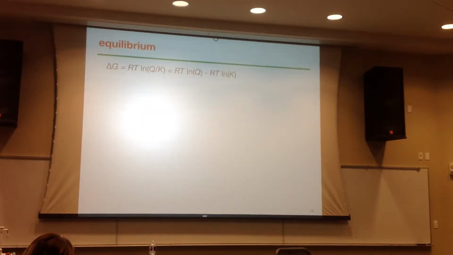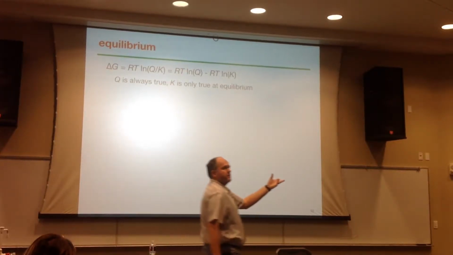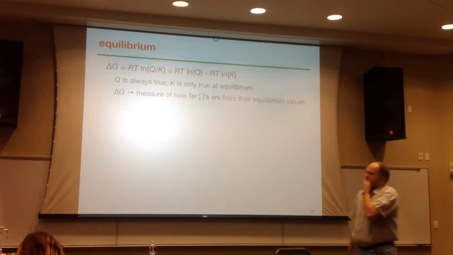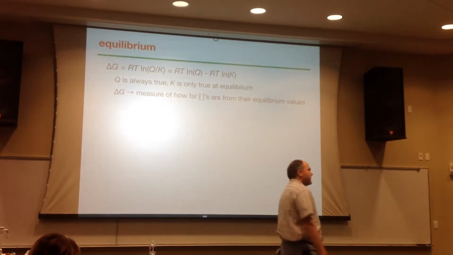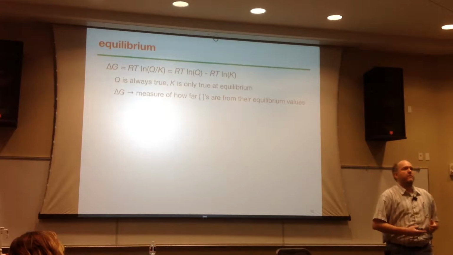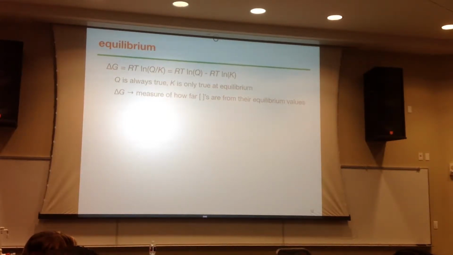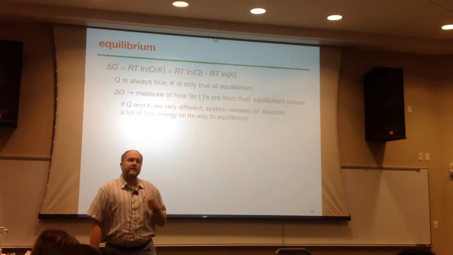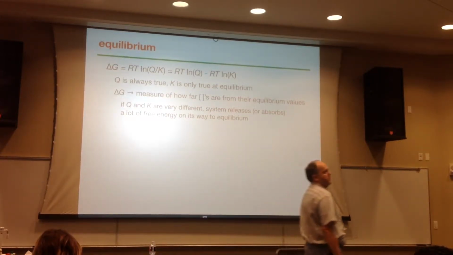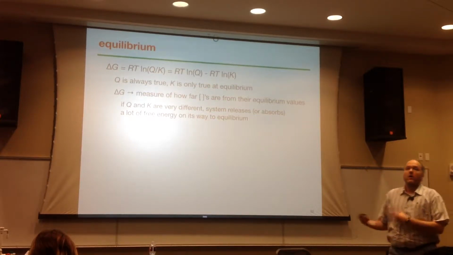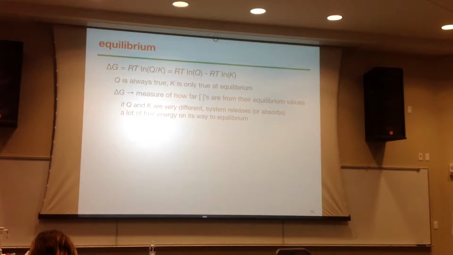Okay? So, starting with this, Q is always true. I can plug any concentrations or any pressures into Q, and it will be true. But K is only true at equilibrium. All right? So, delta G, if you want to think of it, is a measure of how far my concentrations or my partial pressures are away from their equilibrium values. If Q and K are very different, the system is going to release or absorb an awful lot of free energy on its way to equilibrium. Since I'm really, really far away from equilibrium, the system is going to have to do an awful lot of work, or the surroundings are going to have to do an awful lot of work on the system in order for me to achieve equilibrium.